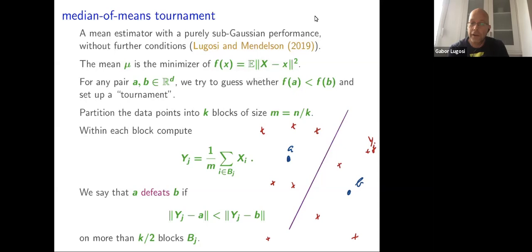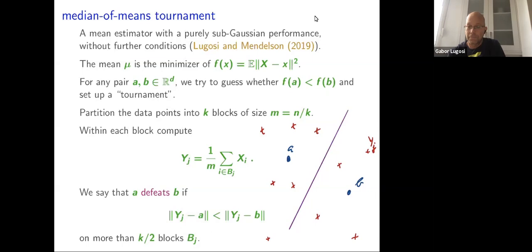Now we can try to minimize this function. The way we can do this is that for any two candidates A and B, we can try to guess which is better. Again, this goes by the median of means type of idea. We form blocks of the data, and we take the averages within all these blocks, and we only work with these averages. We partition the data into blocks, and now we say that A defeats B if the majority of these block averages are closer to A than to B.